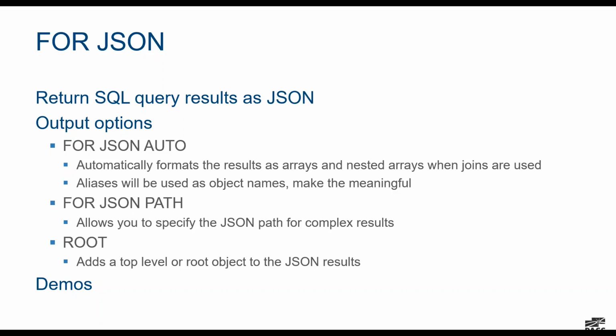FOR JSON PATH allows you to specify the path for complex results. We'll show you an example of that. You can actually lay out what you want, similar to the explicit schema work we're doing in OpenJSON. And then ROOT allows you to add a root level, because, as you'll see, like the seats we have, we could generate an array of seats without giving it a root, and so there's no root object containing the array. It looks kind of odd. So this adds a formatting technique to the results that we're looking at.